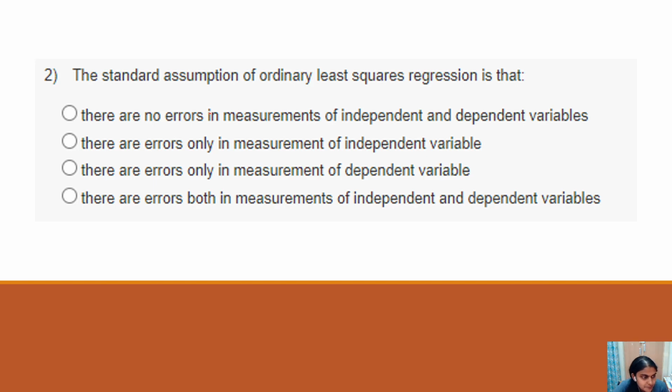So actually the standard assumption is that there should be no errors in the measurement of the independent as well as the dependent variable. Then only you can fit the model, right? In the measurement you don't expect any errors. So there should be no errors in measurement of independent and dependent variables. I hope that you are clear with that.